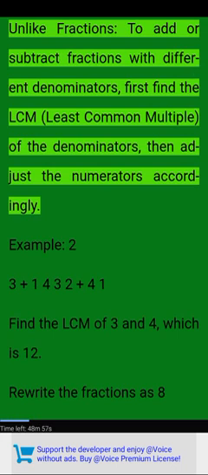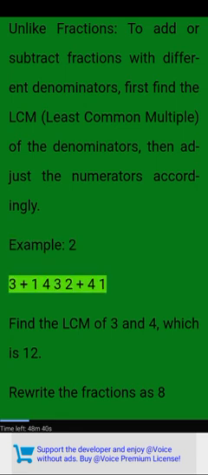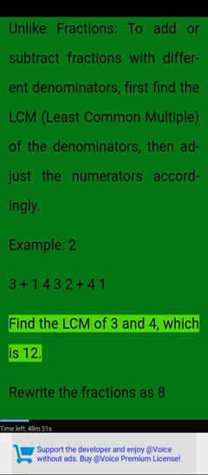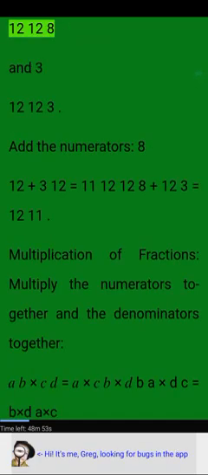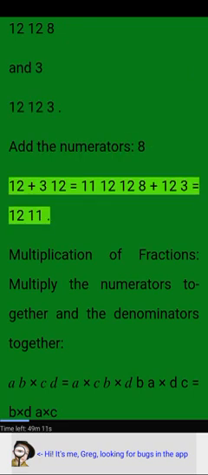Unlike fractions: to add or subtract fractions with different denominators, first find the LCM, least common multiple, of the denominators, then adjust the numerators accordingly. Example: 2/3 + 1/4. Find the LCM of 3 and 4, which is 12. Rewrite the fractions as 8/12 and 3/12. Add the numerators: 8/12 + 3/12 = 11/12.